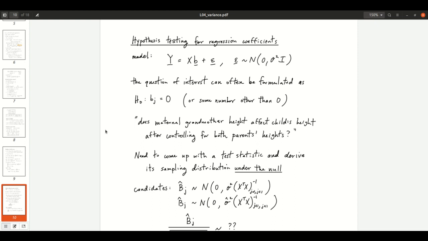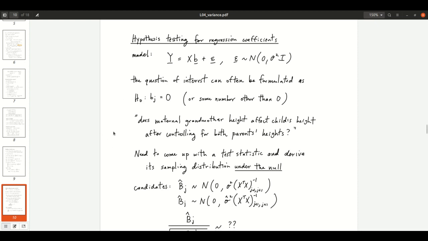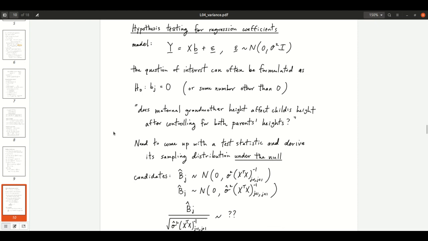So clearly there should be a correlation between maternal grandparents' height and grandchild's height. But this is a different question. Does knowing the maternal grandmother's height provide any additional information after knowing the two parents' heights? Okay, so we're interested in questions like this, and testing this hypothesis, on the other hand, is designed to answer questions like this. All right, so how does hypothesis testing work? In general, you need to come up with a test statistic and derive its sampling distribution under this null hypothesis.